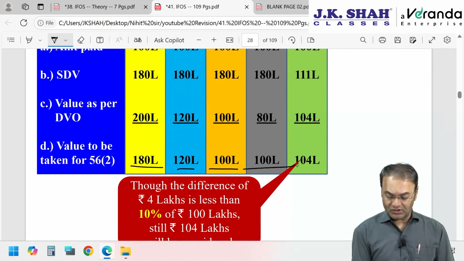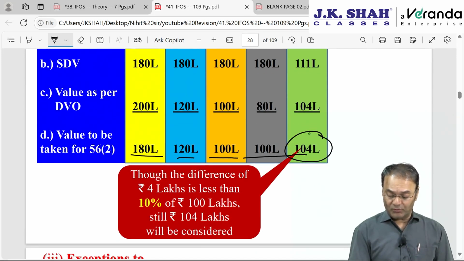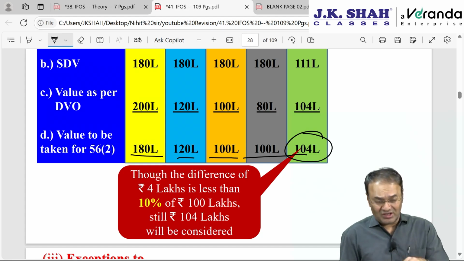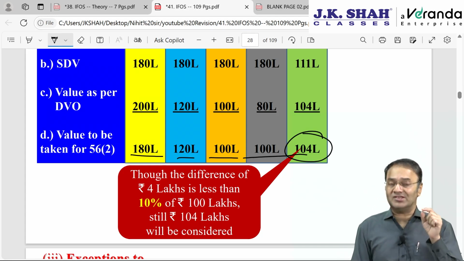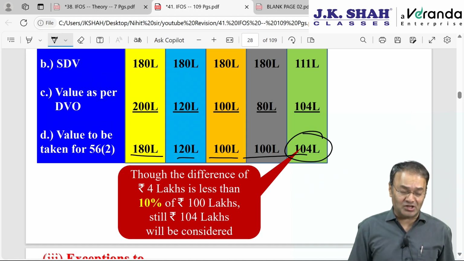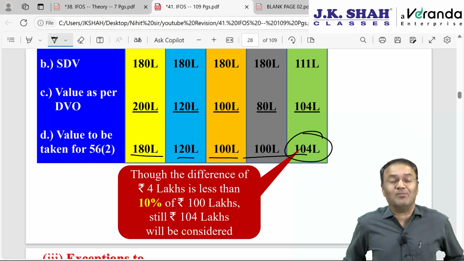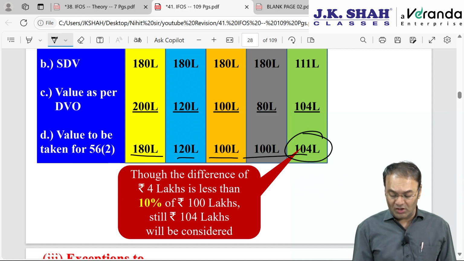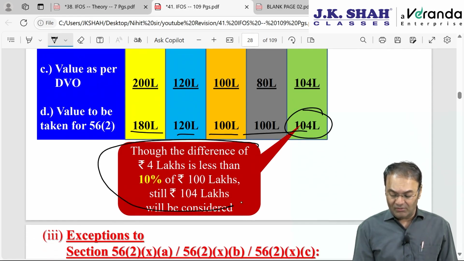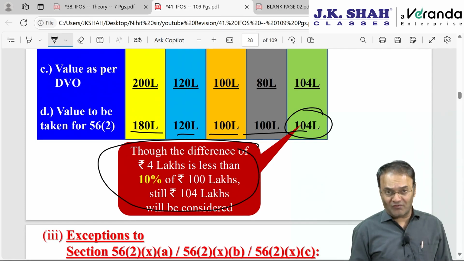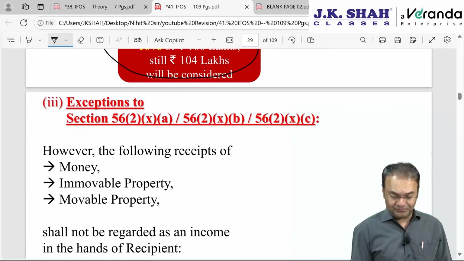Even if the 4 lakh rupees of difference does not match up with the 10% of actual consideration condition, we discussed that the stamp duty value should be 110% of the actual, only then will the stamp duty value be taken into account. That rule will not apply here. Why? Because that rule is applicable only for the stamp duty value. That rule is not for the value determined by the valuation officer.